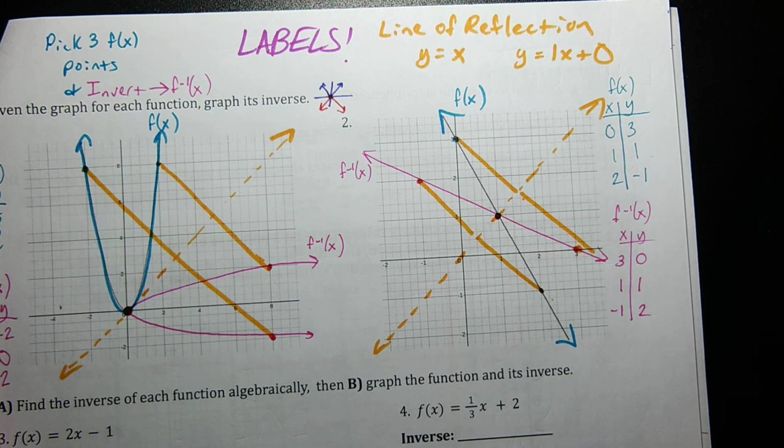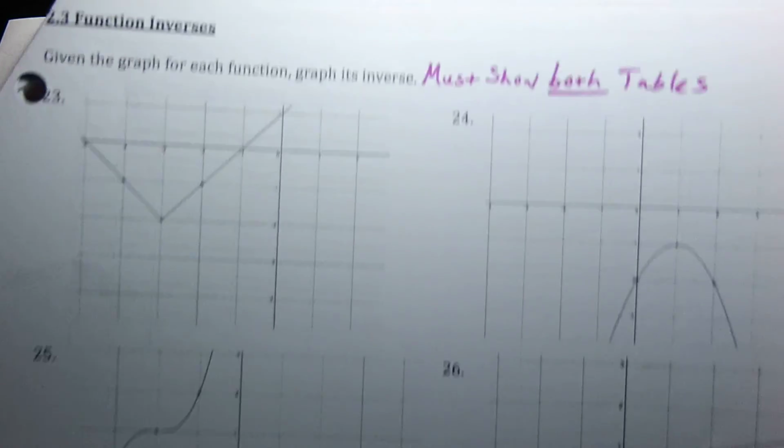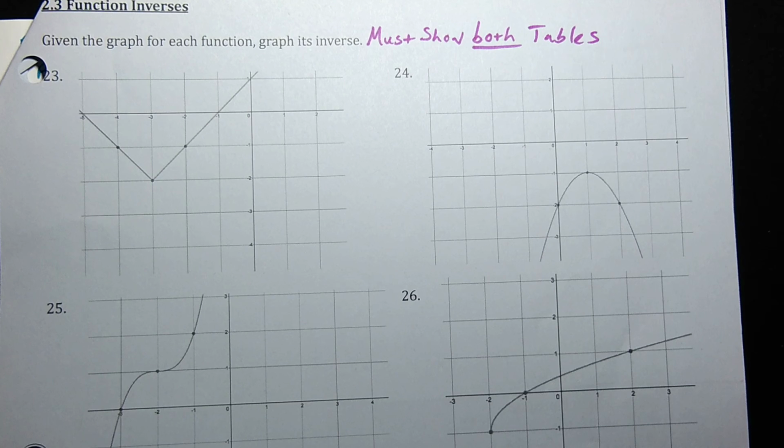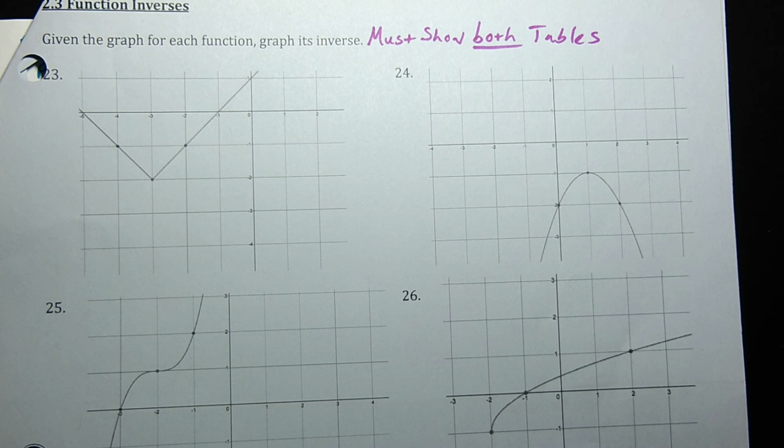Folks, that's it for today. In your homework packet, you can do 23 through 26, and you must show both tables as part of your work. If you didn't turn in page 4 yesterday, that is what is due tonight. So turn in page 4 if you haven't already, and you can start working on those 4 problems. But it's not due tonight. Not due tonight, correct.